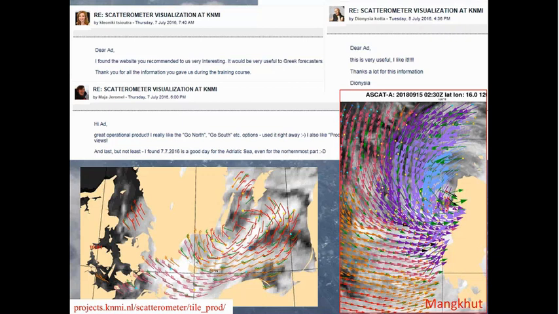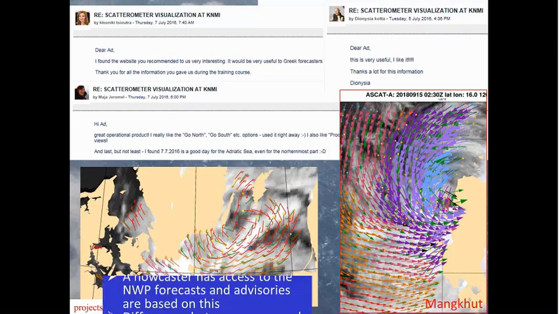On the right-hand side you see another representation in arrows. Again, the colors are the same, so you see the different spectrometer winds in different colors, from blue to red. In this case it's Hurricane Mangkhut. And you again see the ECMWF winds as green arrows. And again you can see that in some areas there are differences between the observations and the model, which may be useful to know if you are making forecasts.